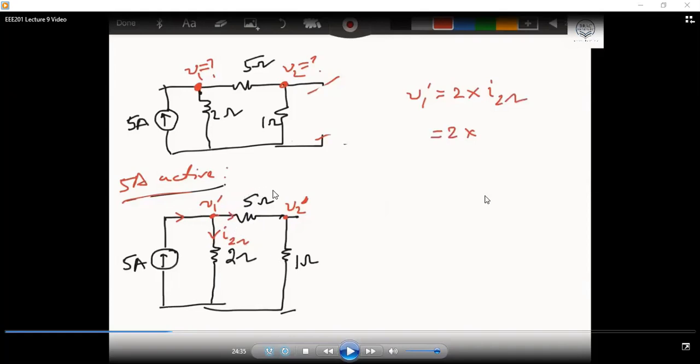Your R2 is not 5. R2 is 5 plus 1, right? Yes, sir. Most of you made a mistake here. These two are parallel: 2, and 5 plus 1 is 6. The 6 ohm and 2 ohm are parallel. Okay, so now I think he is correct. Abdullah has given me the answer, right? Yes, sir. Abdullah, you are right.